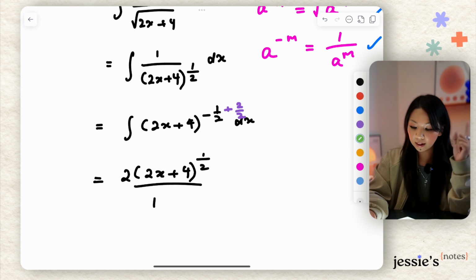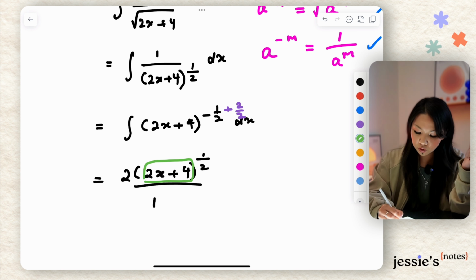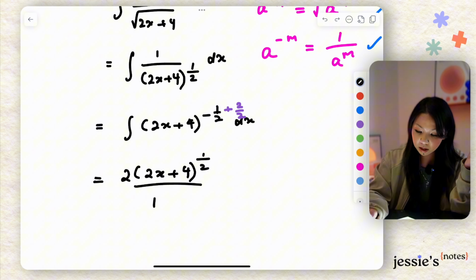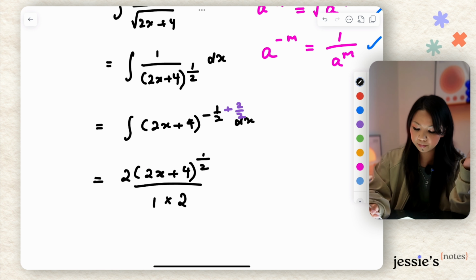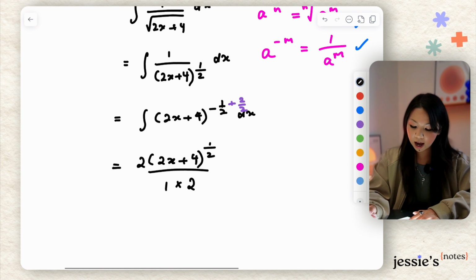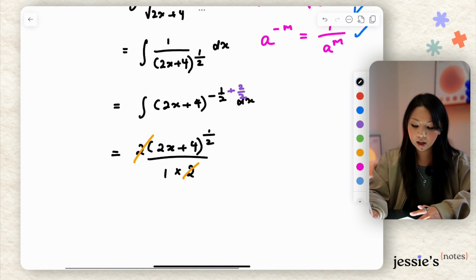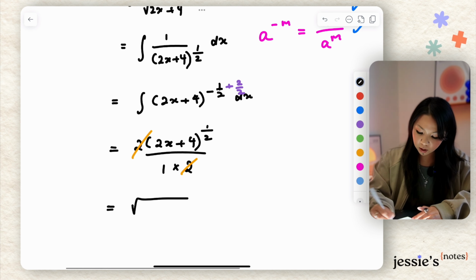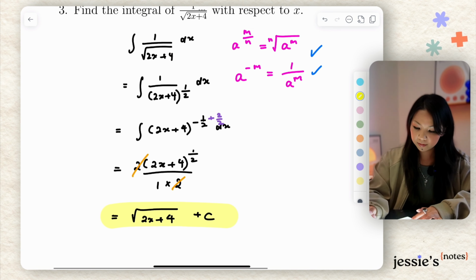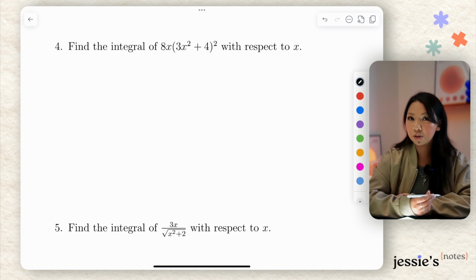Okay. And then the last thing you need to do is take the derivative of the inside, which is 2, and instead of timesing it by 2, you're going to divide it by 2. Lovely. And when you look at this, do you guys see? These 2's are going to cancel. Hurrah! So now we just end up with the square root of 2x plus 4 plus c. Amazing. All right, let's do question 4.